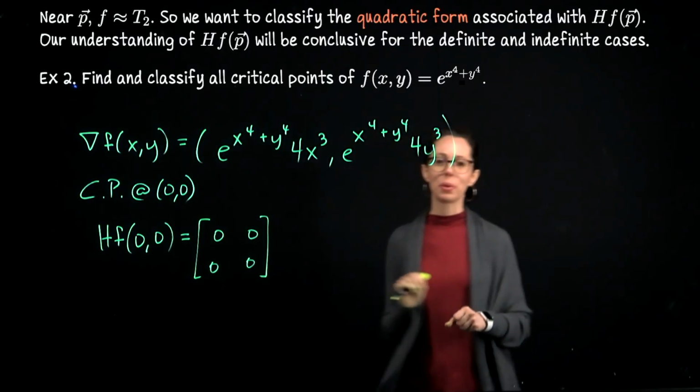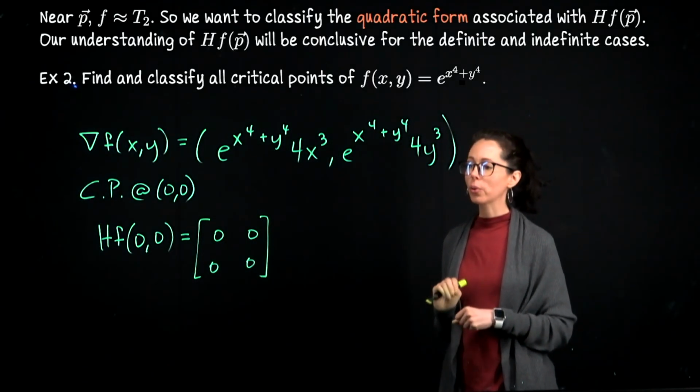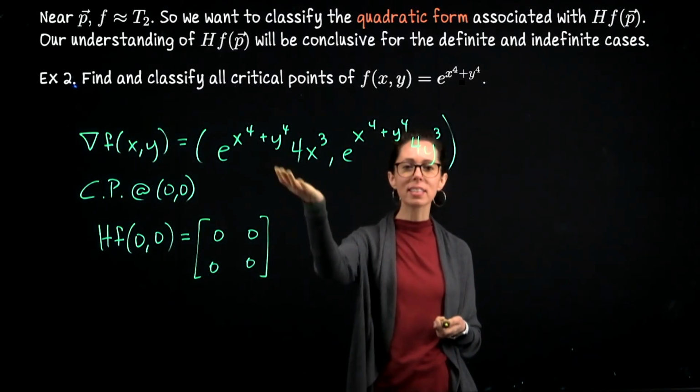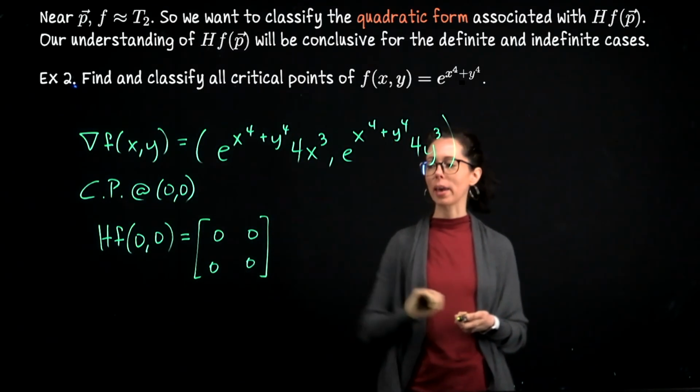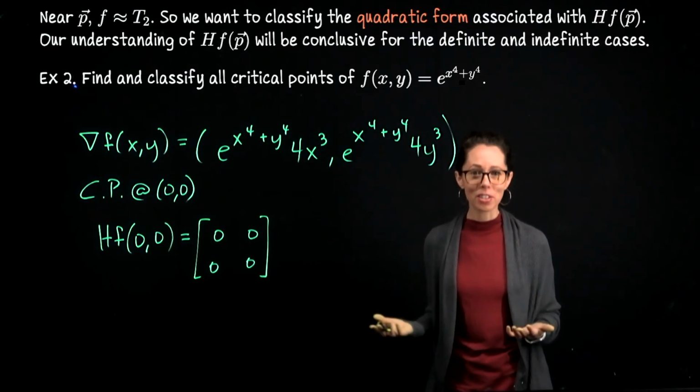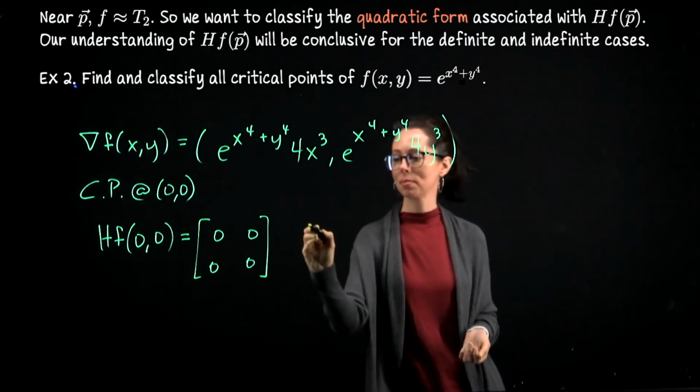Okay, so you're welcome to compute the Hessian in general on your own if you like, or using a computational tool. And then if you plug in the origin again, everything has at least an x or y in it, so everything goes away. This is the zero matrix. Its eigenvalues are both 0.